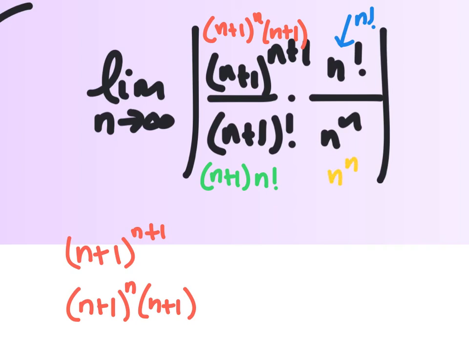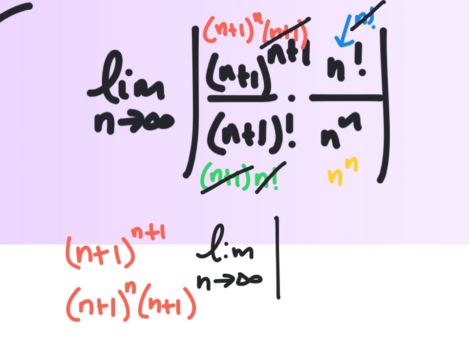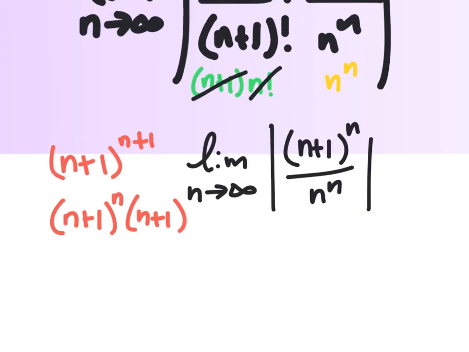Now I want to do a little bit of reducing. I see an n plus 1, that's out. I see the n factorials, those are out. So I'm going to get the limit as n goes to infinity of (n plus 1) to the nth over n to the nth. Now where do you go from there?